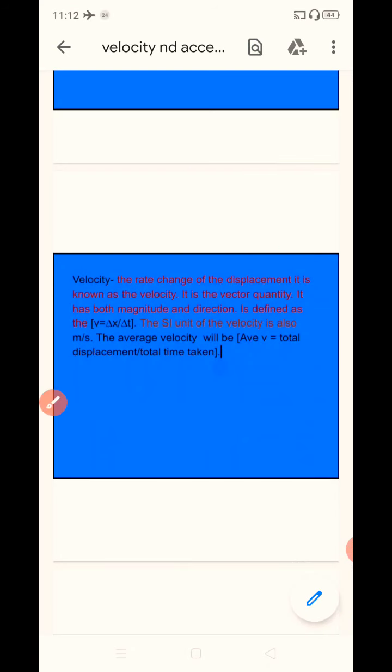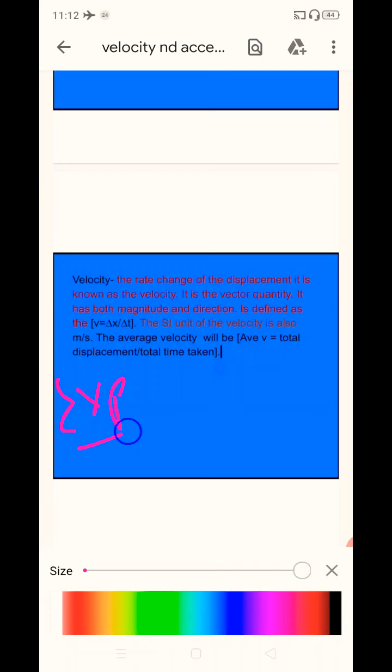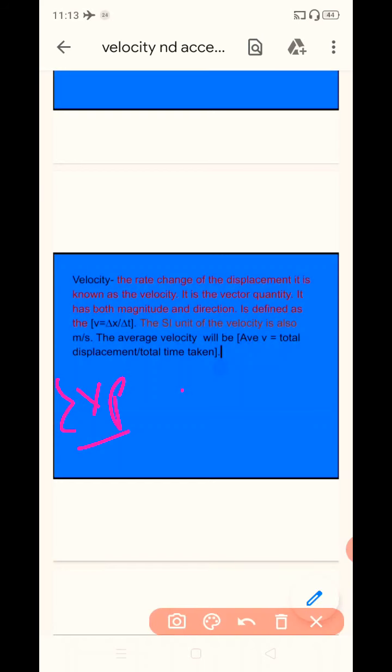Next is an example of velocity. A car going 20 km per hour on the north side. This example shows the direction is north. Clear? It shows the magnitude and the direction. So it has both magnitude and direction. So it is an example of velocity. Clear?